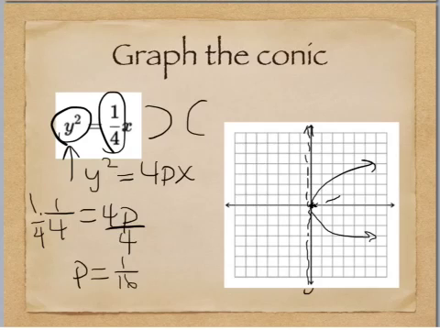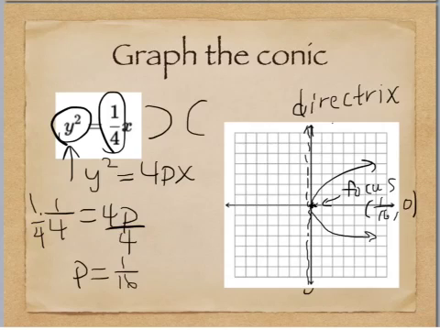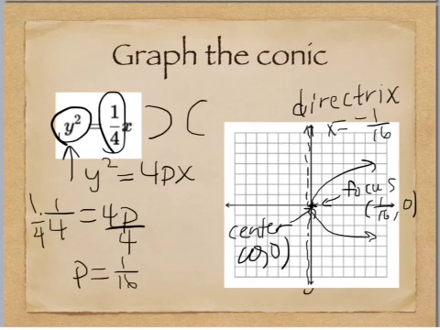So we have the focus at 1/16 and 0. We have the directrix at x equals negative 1/16. And we have the center at 0, 0. And our parabola can be fairly inaccurate. I'm focusing more on where that focus is, where that directrix is, and which way it opens up.